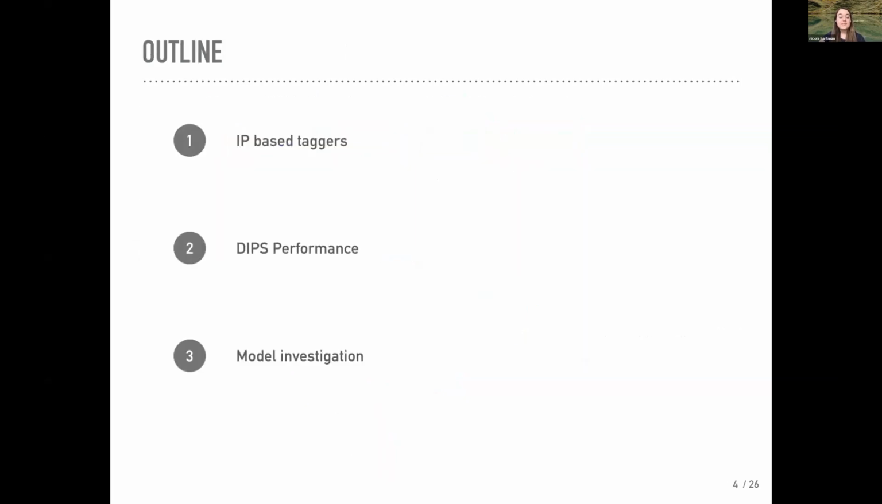So I'm going to talk today first about the IP-based taggers that we're using, then the new model that I'm introducing and its performance, and then finally an investigation into what the model has learned. I'm going to start off sharing which are the current IP-based taggers that we're using in ATLAS and their limitations, and the introduction of using a deep sets architecture to solve the same problem.